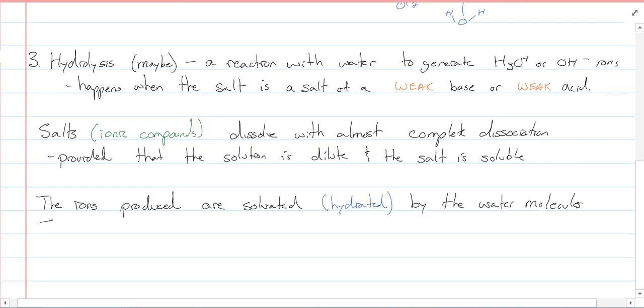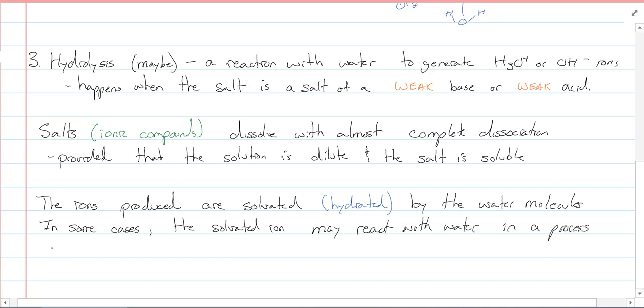In some cases, the solvated ion may react with water in a process called hydrolysis. Again, this happens when the salt is a salt of a weak base or a weak acid.